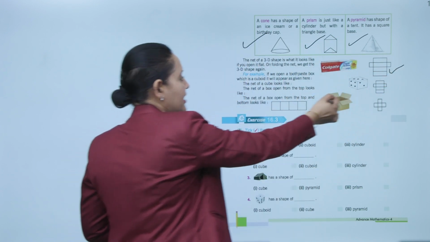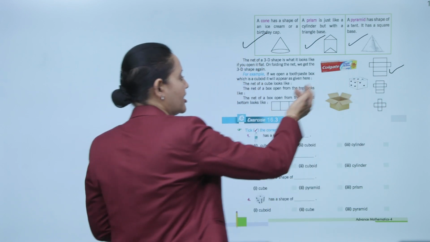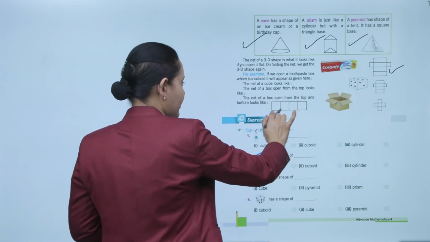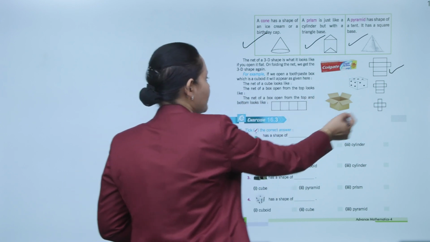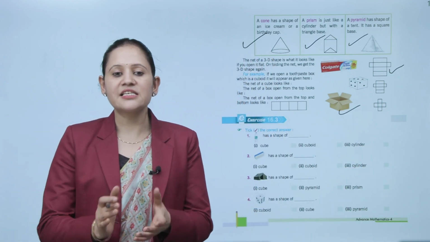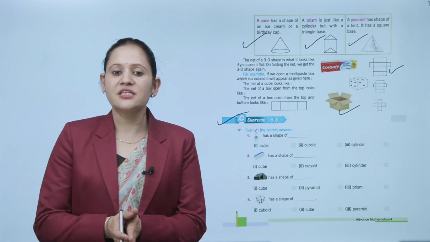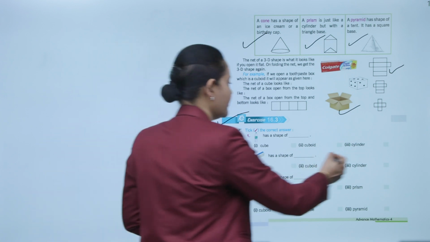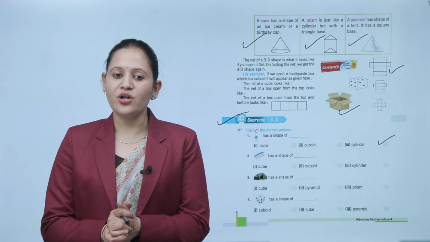The net of cube looks like this. The dice is of cube shape. If you open it, it will look something like this. Then the net of the box opened from the top looks like this, and bottom looks like this. So these are the nets of cube and cuboid. Next is exercise 16.3. Tick the correct answer. Bottle is of shape of cylinder. So third one is the correct answer. So you have to practice all the questions.